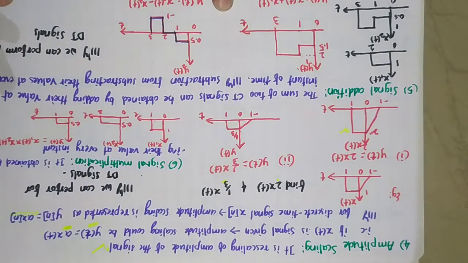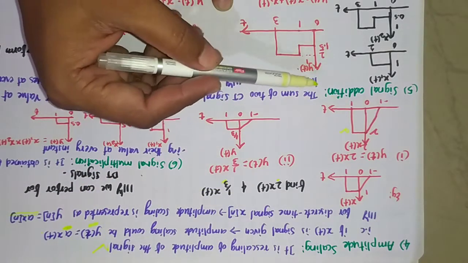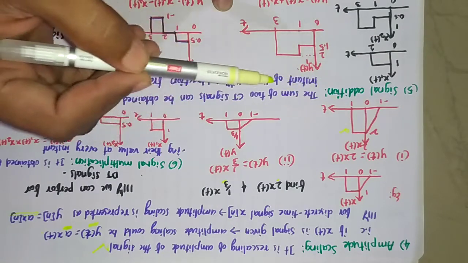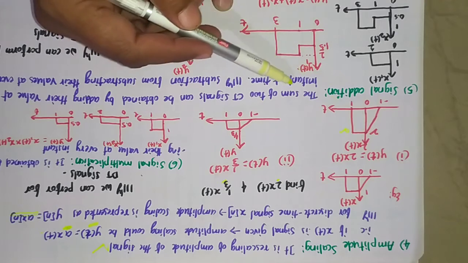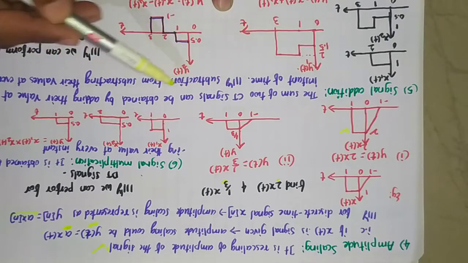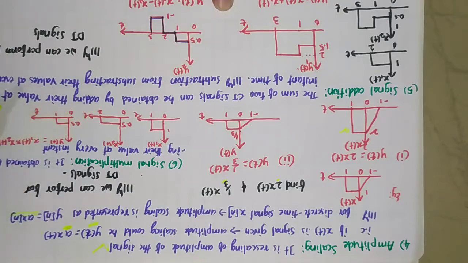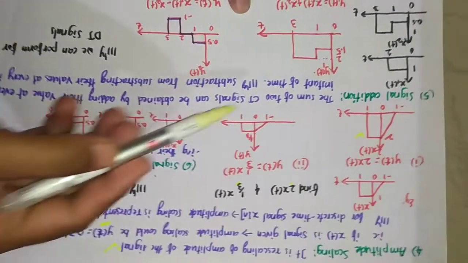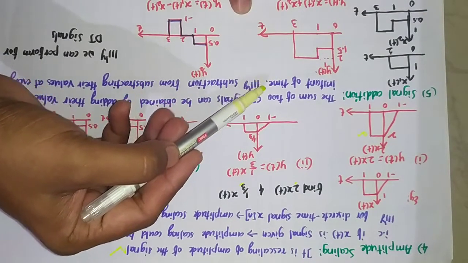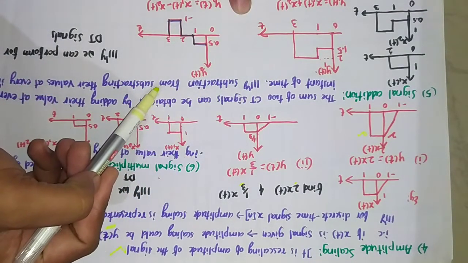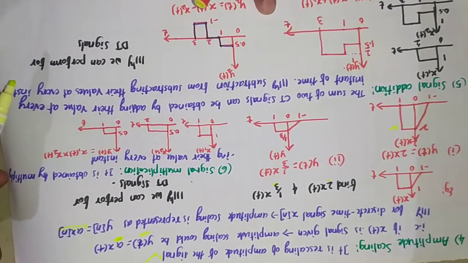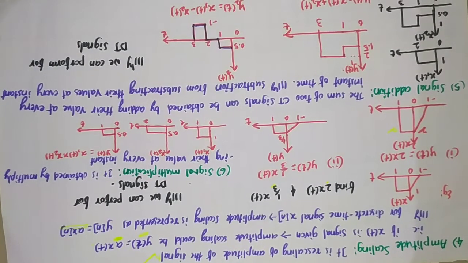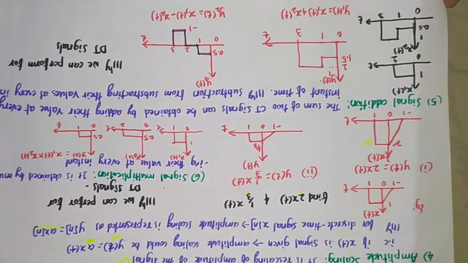The next operation is signal addition. As the name says, it is addition of the values of the amplitude at every instant of time. The sum of two continuous time signals can be obtained by adding their values at every instant of time. Similarly, subtraction can be performed by subtracting their values at every instant. Is the definition clear? You will understand this by taking one example.